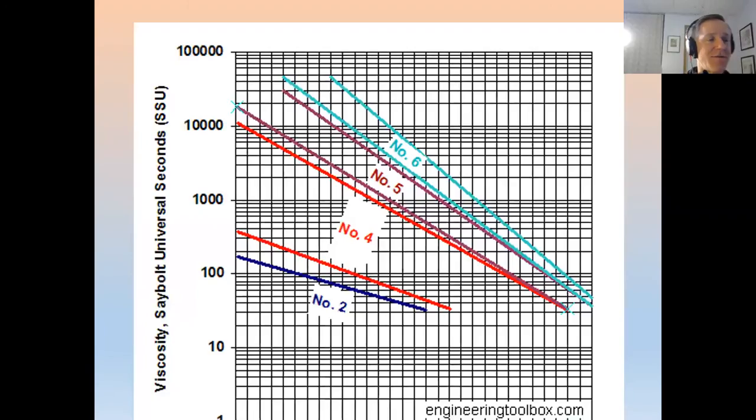This is a chart of viscosities for different types of oil, and I just put it up here for kicks. The temperature got kind of cut off, but temperature there is on the x-axis. Number 2 oil is what you use in your home. Number 6 oil is what you use in ships. It's real heavy crude oil, so viscosity goes up as a log chart.